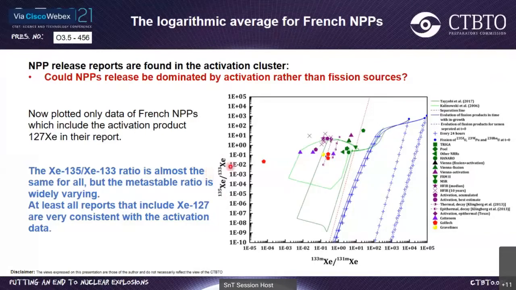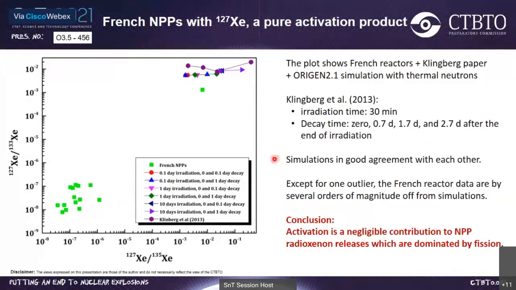The Xenon-135 to Xenon-133 ratio is almost the same for all, but the metastable ratios vary widely. At least all reports that include Xenon-127 are very consistent with the activation data. This plot shows the ratio of Xenon-127 to Xenon-133 and Xenon-135 for French reactors. The measurement data are from the Klinberg paper and the ORIGEN simulation.